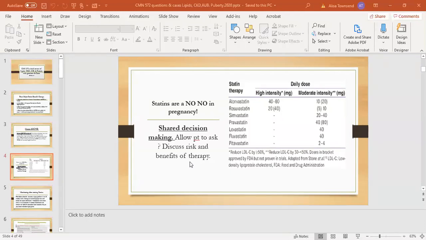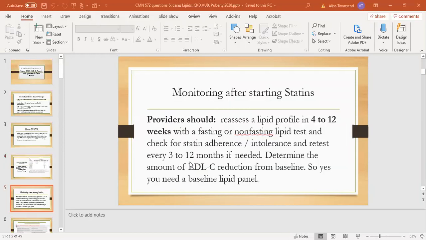Know the statins that are high intensity, know the ones that are moderate, know the dosages. You've got atorvastatin, rosuvastatin, those are your high intensity. You know those dosages with that. Make sure you understand that. Okay, that's a hint. Okay, moving along.